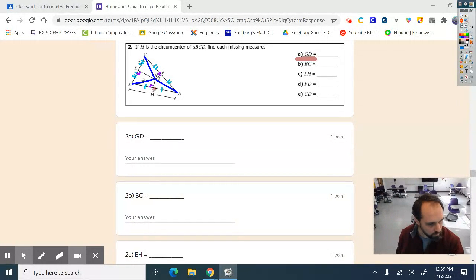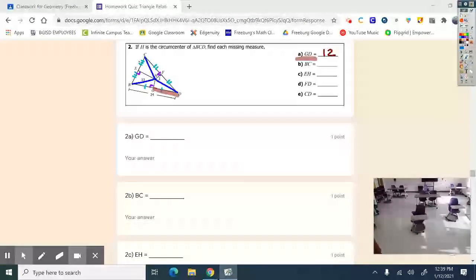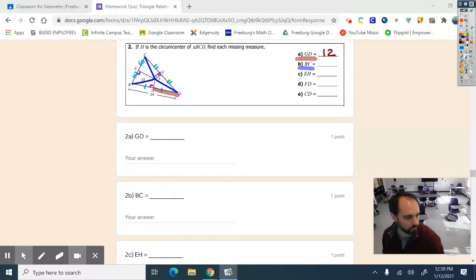GD. This part here is half of 24, so this must be 12. BC is B to C, is 2 of those parts, right? So if this is 7, then this is also 7, and together we would get 14. Keep it color-coded here for you, 14.